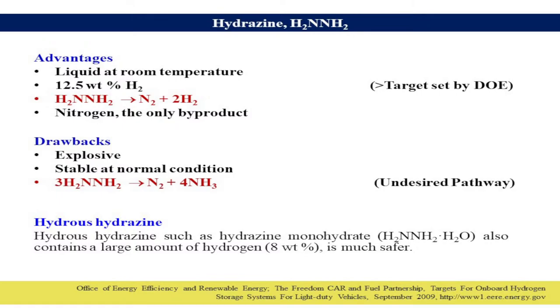However, the drawbacks are, first, it is explosive. Everybody knows that hydrazine is explosive in nature. And another thing, it is stable at normal conditions, so it cannot decompose by itself to produce nitrogen and hydrogen. Some catalyst is required. And another drawback is that there is a parallel pathway possible in which it is decomposed to nitrogen and ammonia.